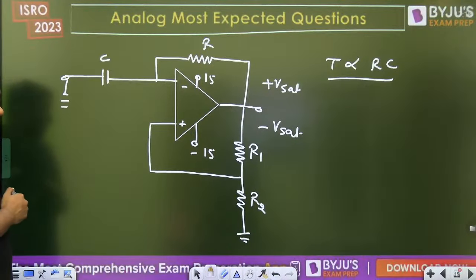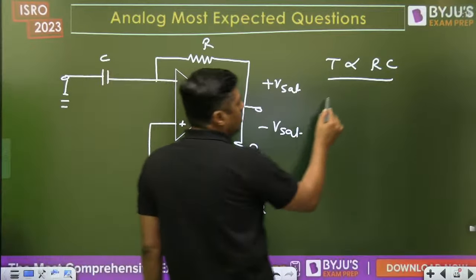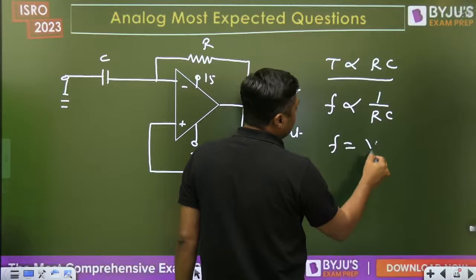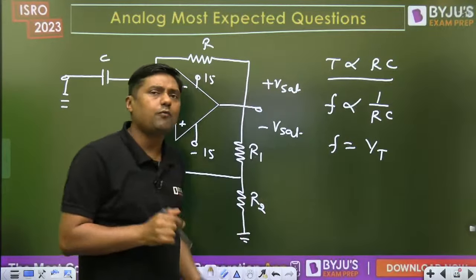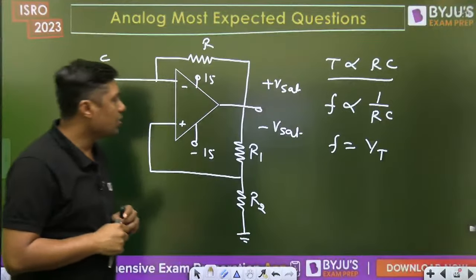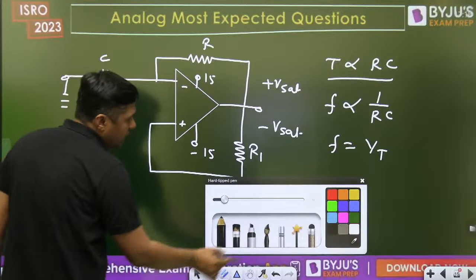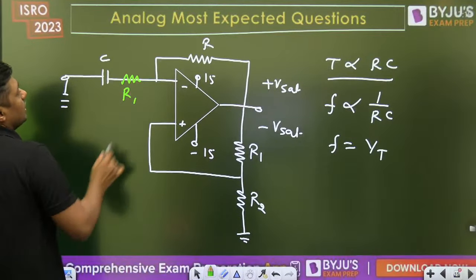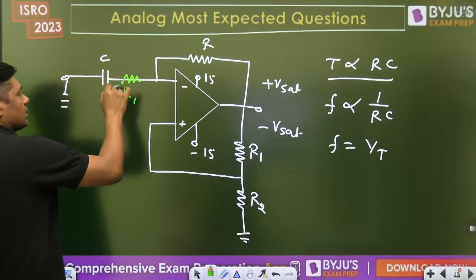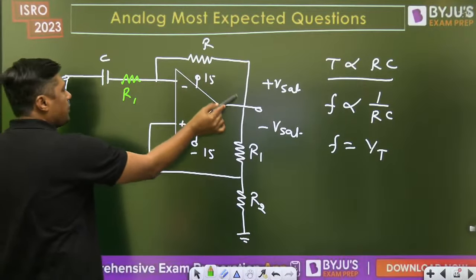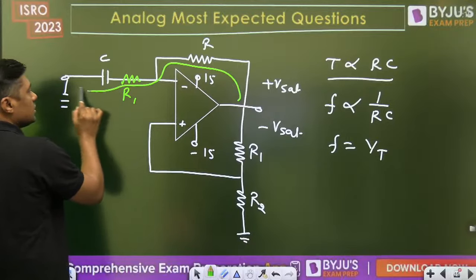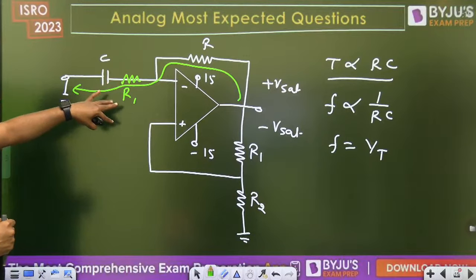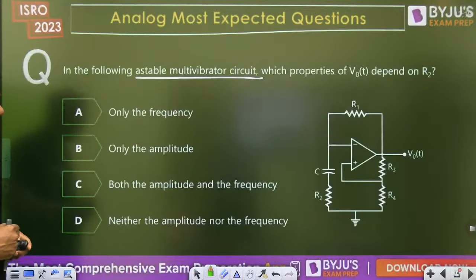If the time period is directly proportional, what about the frequency? Frequency is inversely proportional to R and C, because frequency is equal to 1 by T. Means frequency depends upon the value of R and C. Now, suppose you are connecting an extra resistor here, definitely it also depends upon this resistor, because the current will pass through this. There are two resistors, R and R1, so that is R1 plus R in series.